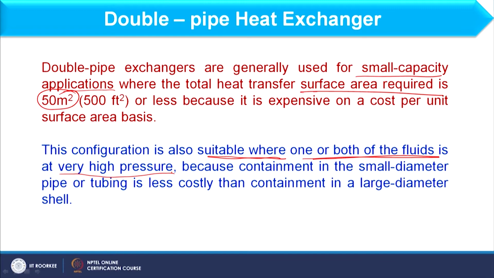Okay. Because what is happening over here, we have two concentric pipes, right. So, the diameter of the two concentric pipes is not very large. The diameters of the two pipes are small, and if I am considering very high pressure, then the double pipe heat exchanger becomes cheaper in comparison to other heat exchangers like the shell and tube heat exchanger.